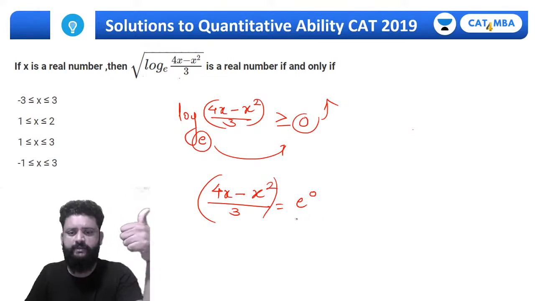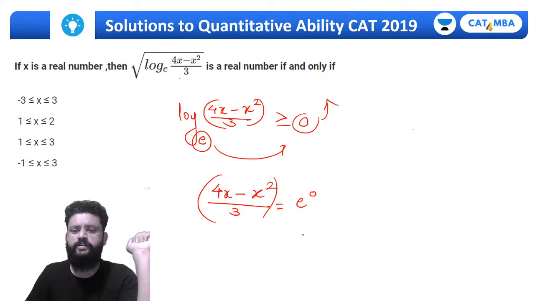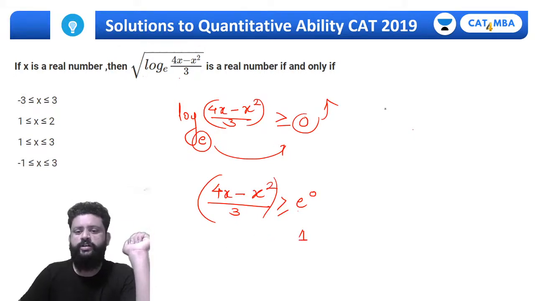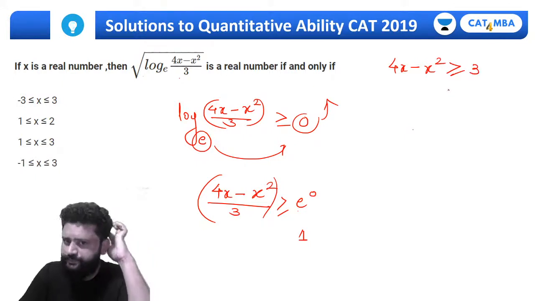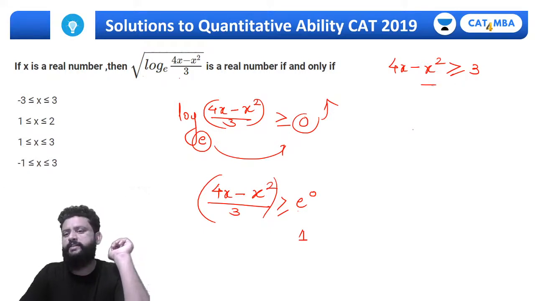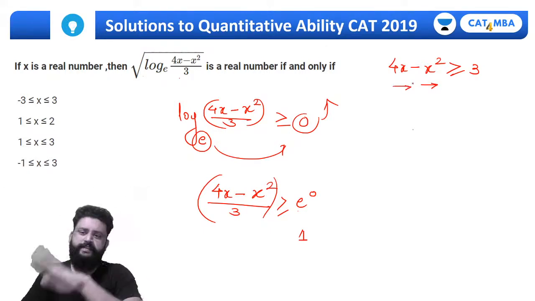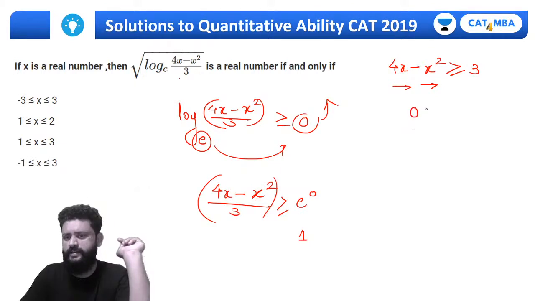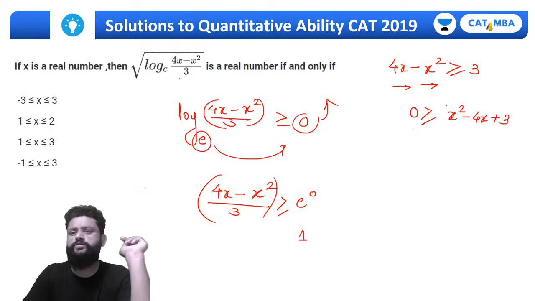All of you understood that? Let me know in the comment section if you have any doubt. E to the power 0 is 1 and this should be greater than or equal to, so I got simple equation as 4x minus x square must be greater than or equal to 3. Hopefully you understood that. तो मैं x square इधर ले लेता हूँ, 4x भी उधर ले लेते हैं, सब कुछ उधर ले लेते हैं, यहाँ पे 0 बचेगा, 0 must be greater than or equal to x square minus 4x plus 3. So this value must be less than or equal to 0.